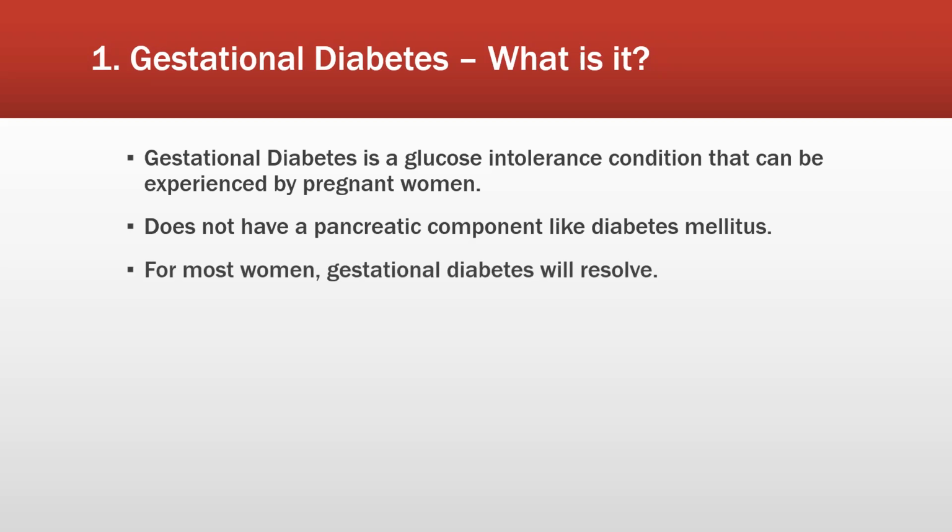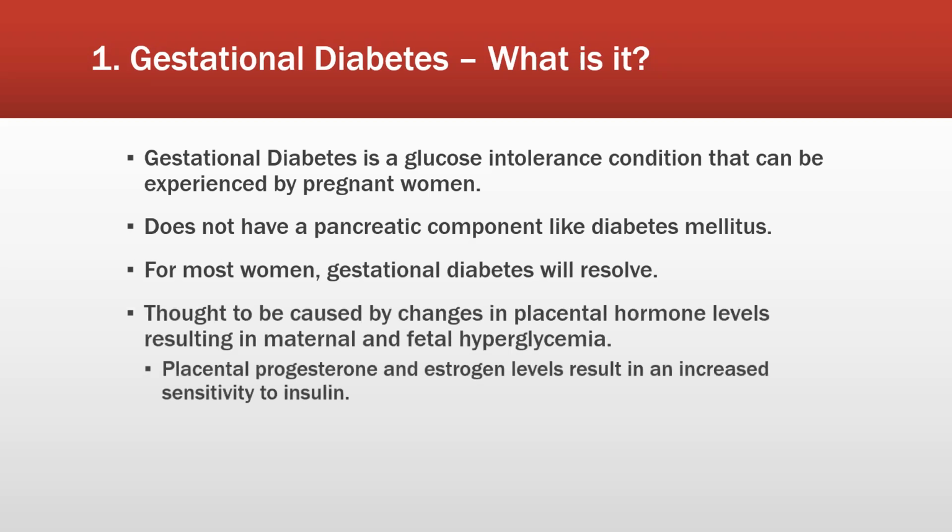And fortunately for most women who develop gestational diabetes, those signs and symptoms will resolve either by the end of the pregnancy or shortly after delivery. It's thought to be caused by changes in placental hormone levels during the pregnancy that end up resulting in both maternal and fetal hyperglycemia.